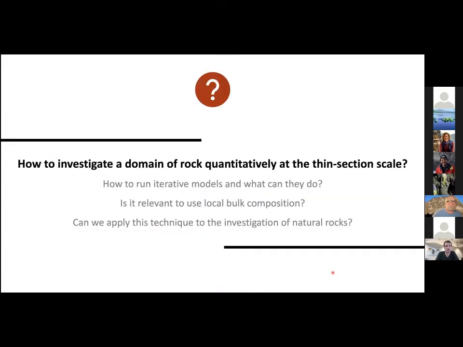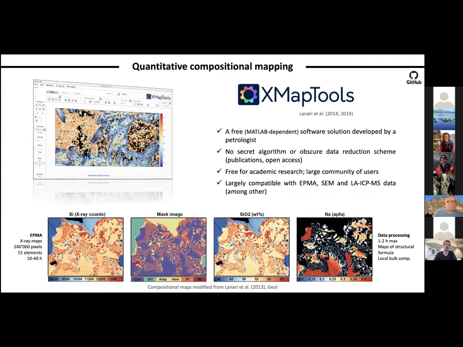How do we investigate the rock quantitatively at the thin section scale? We use the software solution I developed a few years back now, XMapTools. And I'm sure everyone here in the Zoom has already once in their life collected these X-ray maps. This is an example of a silicon K alpha map. You have an X-ray intensity for the color code. And we have about 240,000 pixels, 15 elements, and it takes between 1 night and a couple of days to collect one of these maps.